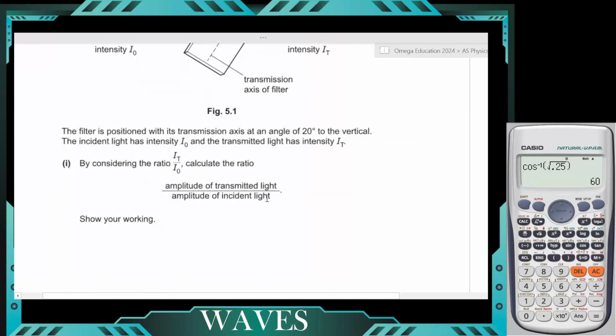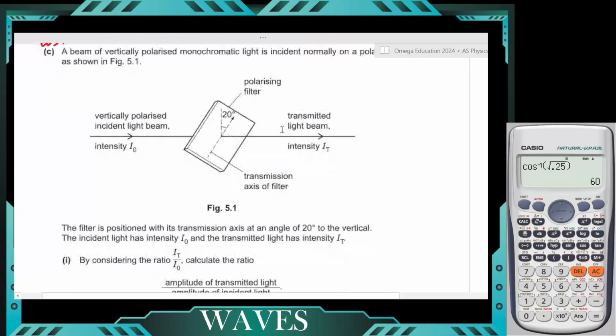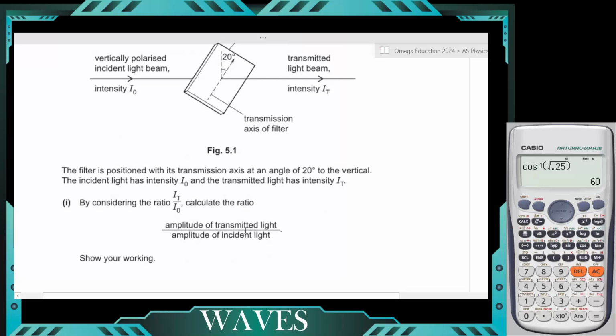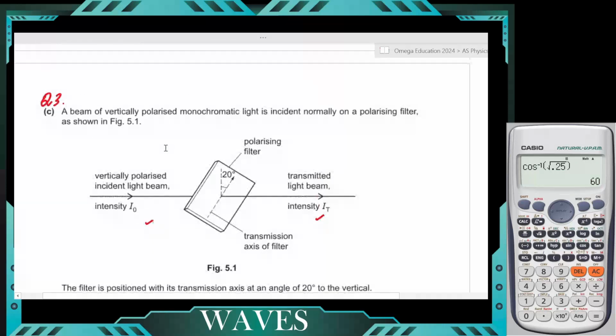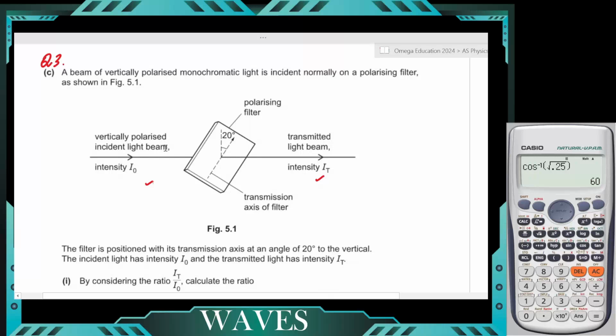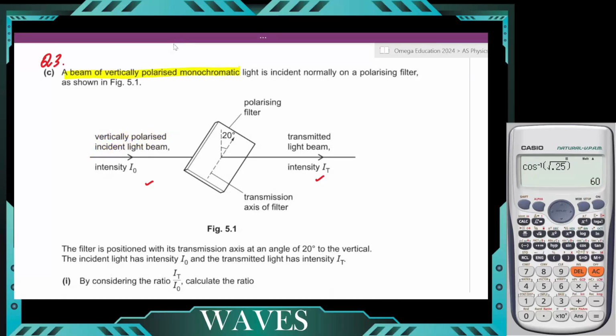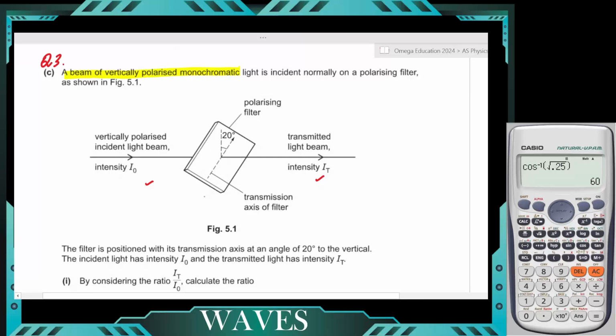Let me take a look at this one. I'm not going to read the question now. We need to find the amplitude of the transmitted light, IT divided by I naught, and let's see if we can use the formula straight away. The answer is yes, we can, because the light is already polarized. A beam of vertically polarized monochromatic light means the light was already polarized. So the filter that we have here is not the polarizer, technically it is the analyzer.